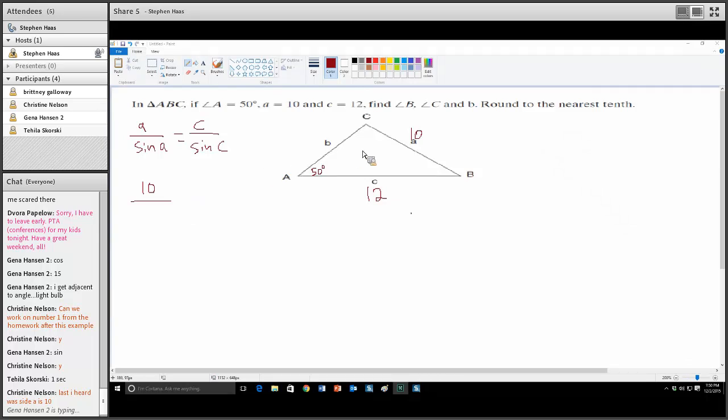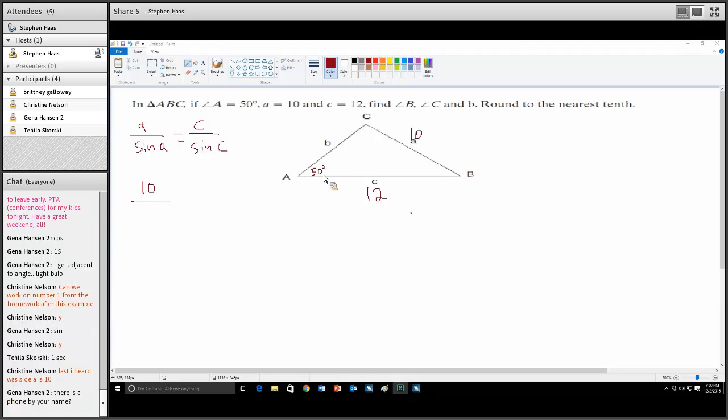Okay, so this side was 10. Good. Now, how do we figure out what the sine of A is? Well, A is 50 degrees.